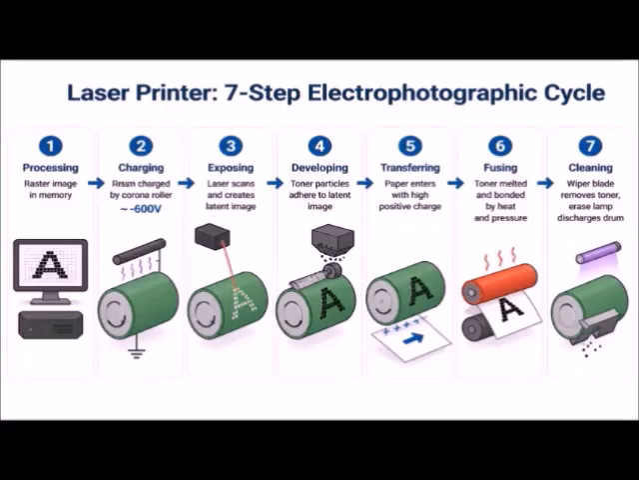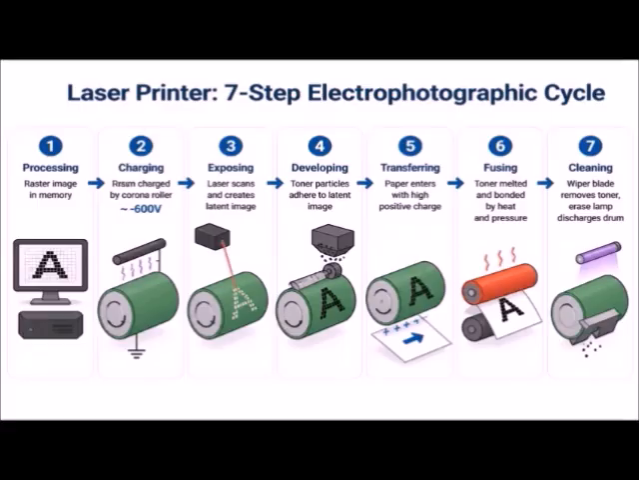1. Processing. The internal printer controller compiles the document and creates a rasterized image of the page in its local memory. 2. Charging. The primary corona wire or charge roller applies a uniform high negative electrical charge, approximately -600V, across the photosensitive drum surface. 3. Exposing. An internal laser beam draws the page image across the drum, discharging exposed areas to a weaker negative charge, approximately -100V, to form an electrostatic latent image.